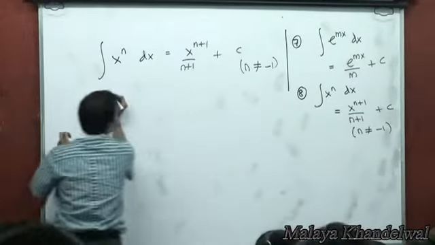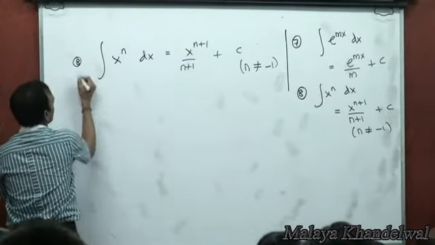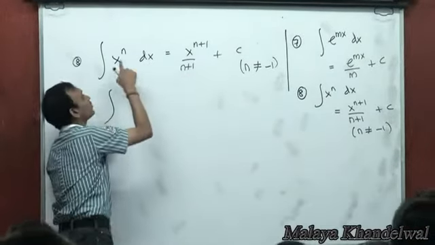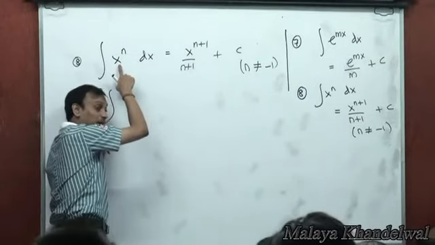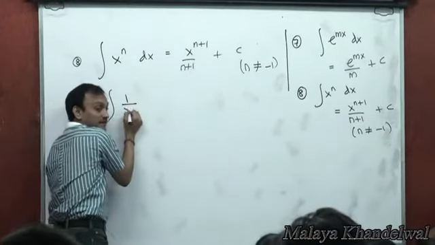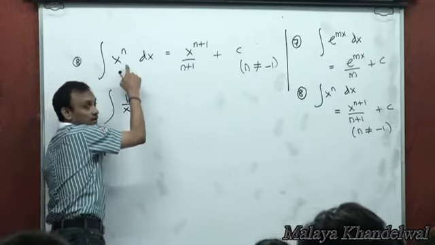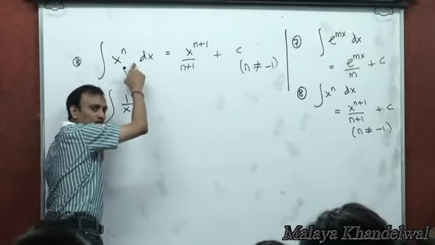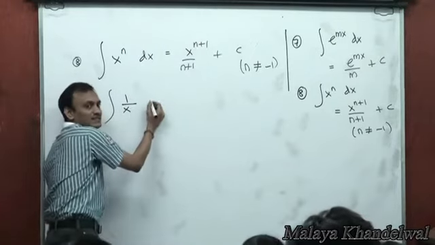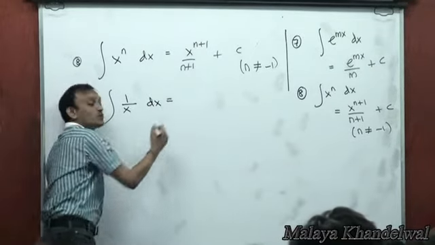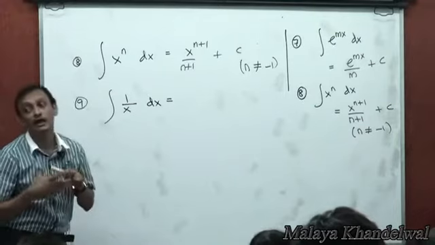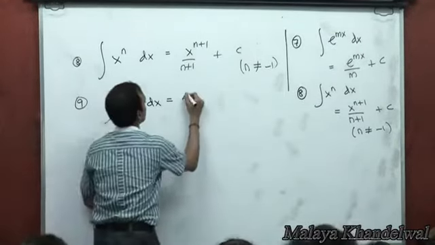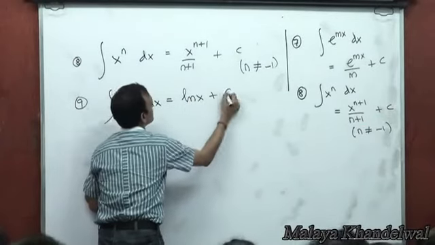But, so this was result number 8. 9. What when n is equal to minus 1? When n is equal to minus 1, this becomes x power minus 1, that is 1 by x. This is the case which this could not deal with. That is, when n equal to minus 1, you could not use this result. So you have integral 1 by x dx. But what's the integral of 1 by x? ln x plus c, right?